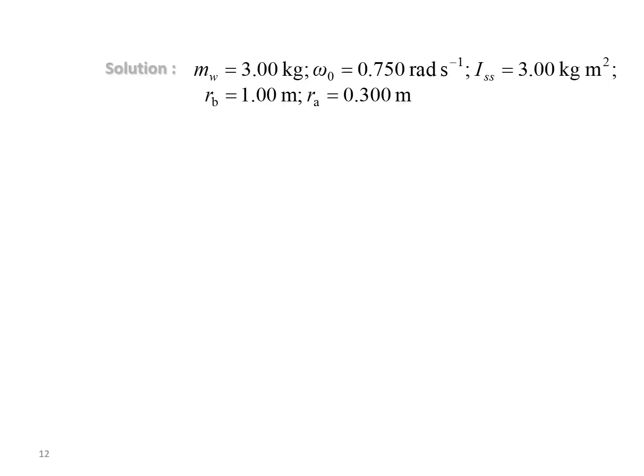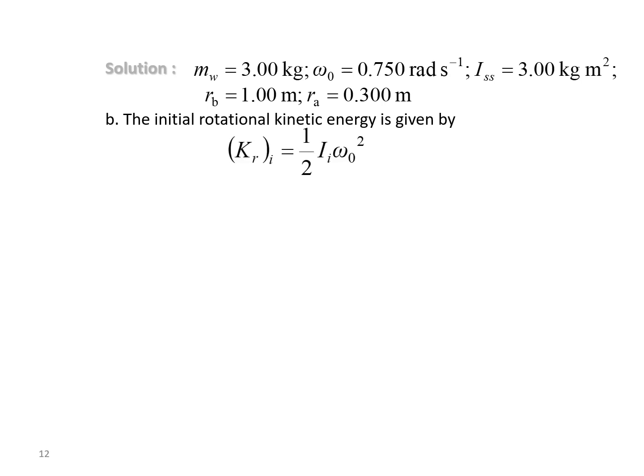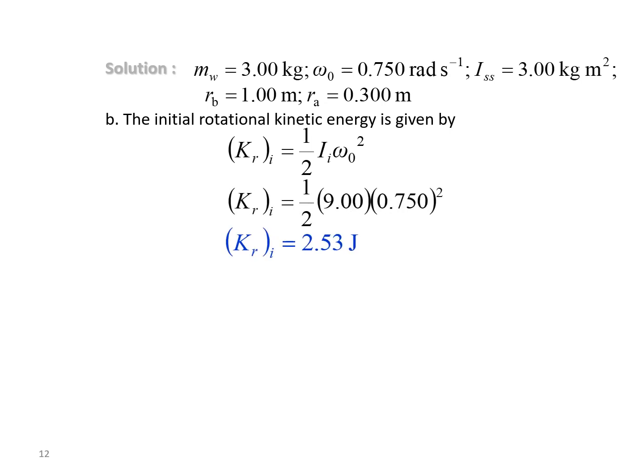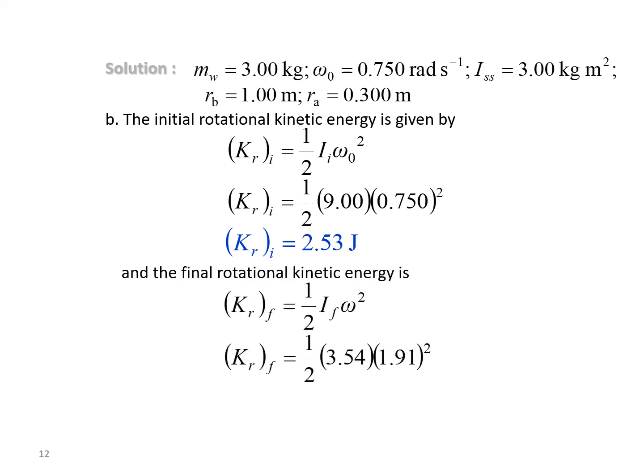And then for the final part, the initial rotational kinetic energy, we use the analogous equation: kinetic energy is half m v square, so over here it becomes half I initial times omega naught square. We already have the value of I in part A, just replace it in, which ends up with 2.53. And then for the final, we already calculated the final omega, replacing the value and then calculating the final kinetic energy. Okay, that's all.